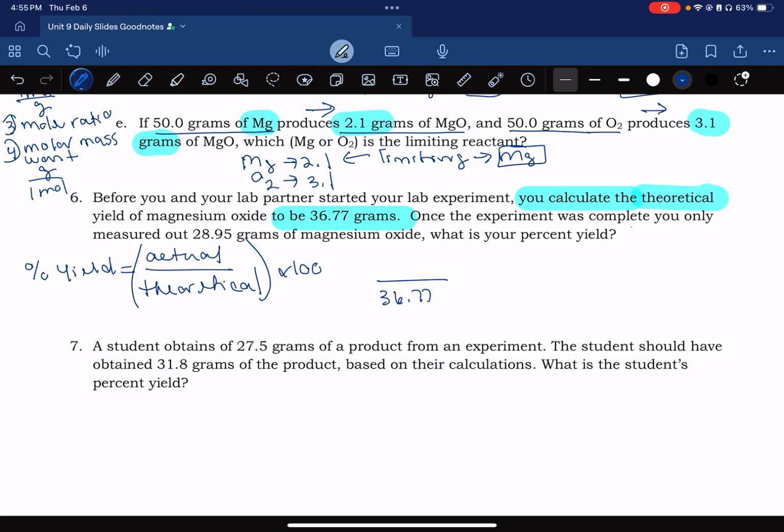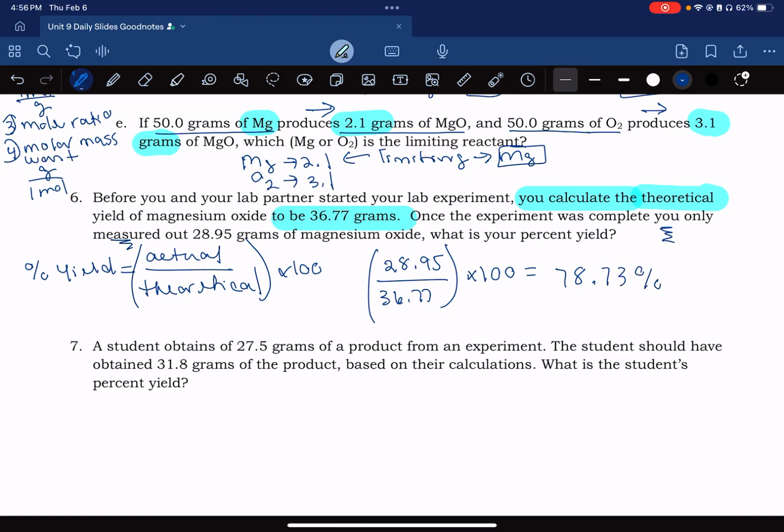And then it says, once the experiment was complete, you only measured. So you measured, just like I was saying, the chemist, the scientist, the student, that's the you in this question. You're the student. And you measured 28.95, okay, grams. And that's the same thing as saying you earned a certain number of points over some possible number of points. All right, so this is all we're doing. 28.95 divided by 36.77, okay, times 100, which is 78.77.